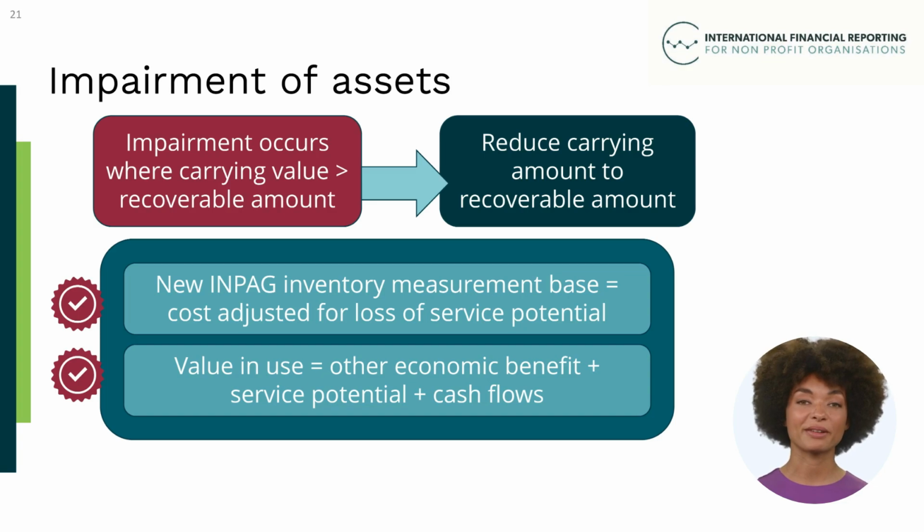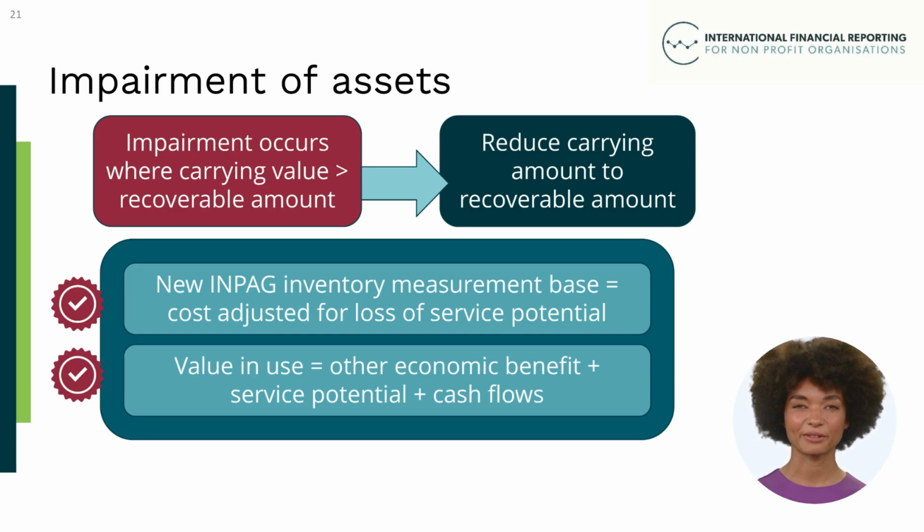Section 27 provides guidance on the impairment of assets. An impairment occurs where the carrying amount of the asset is higher than its recoverable amount. In these situations, the carrying amount is reduced to the recoverable amount. In INPAG, the recoverable amount takes account of other economic benefits and service potential, as well as any cash generated when assessing the value and use of an asset.